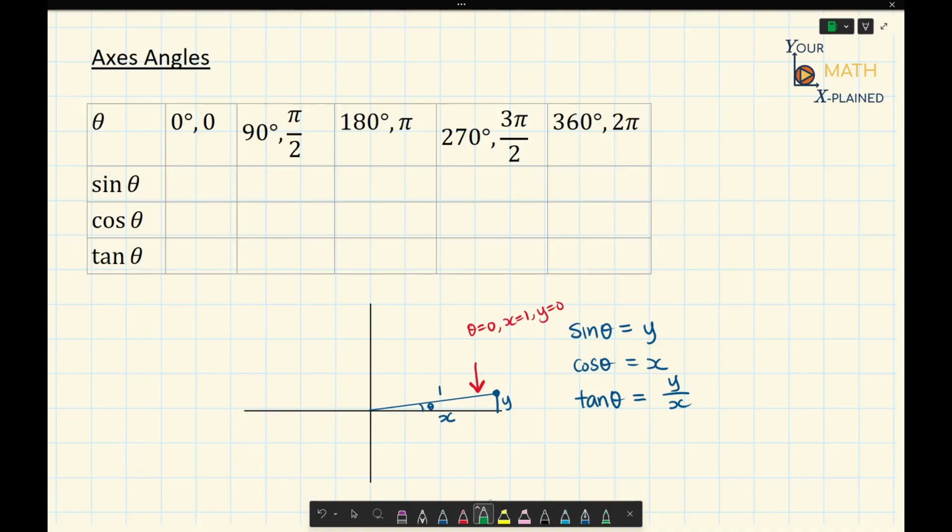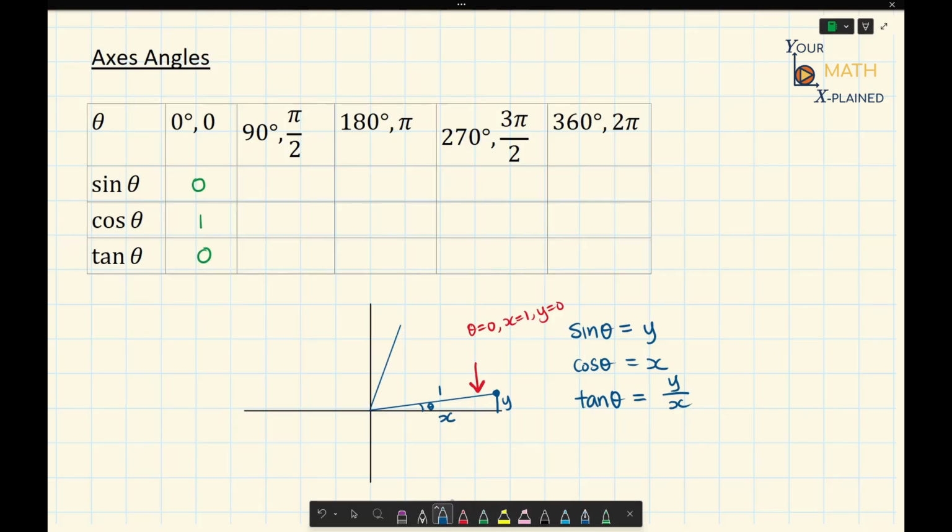So therefore, the trig ratios here are going to be sine theta, or sine of 0, is going to be 0 because that's our y value. Cos theta is equal to 1 because that's our x value. And tangent of 0 is the y value over the x value, which is 0 over 1, so that's going to be 0.